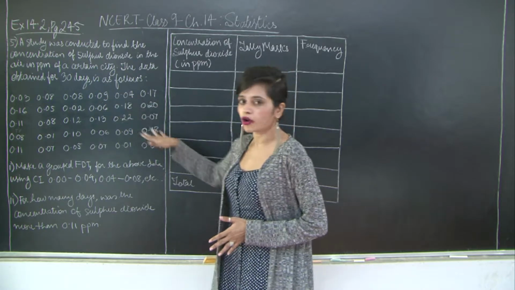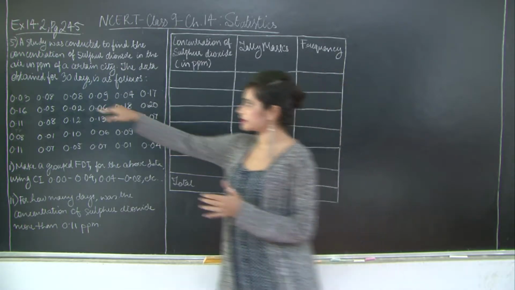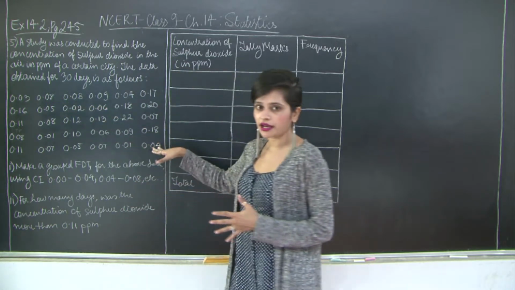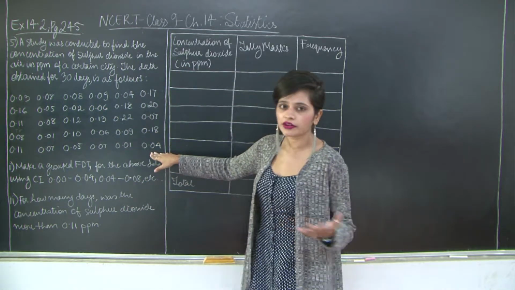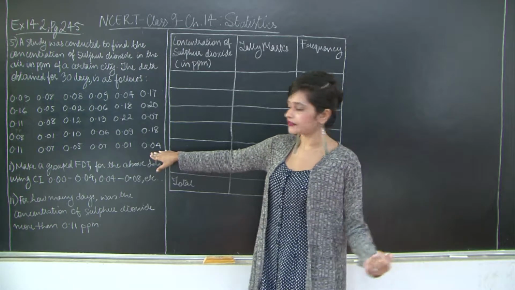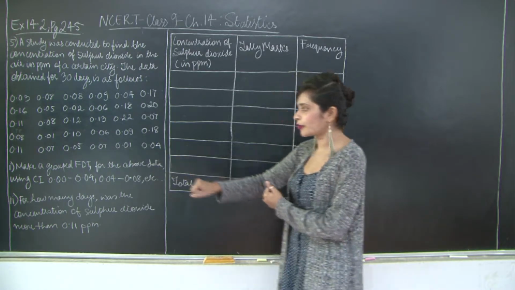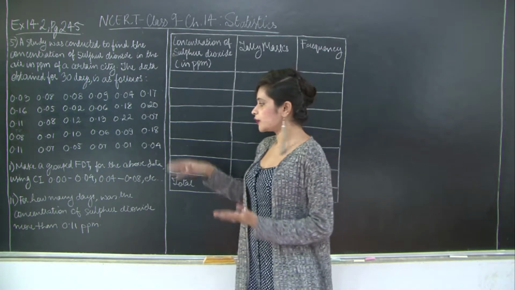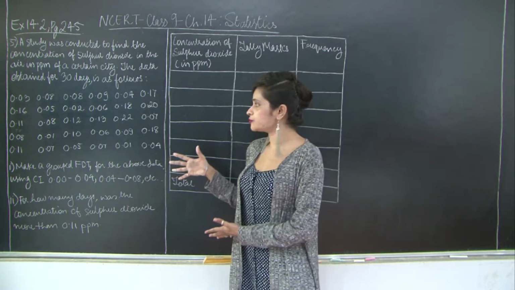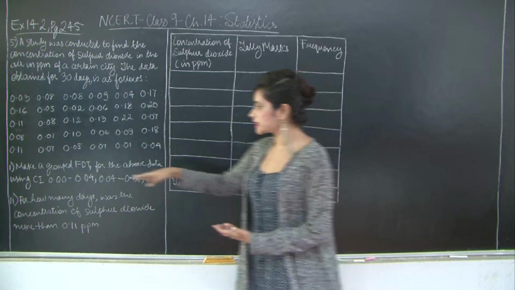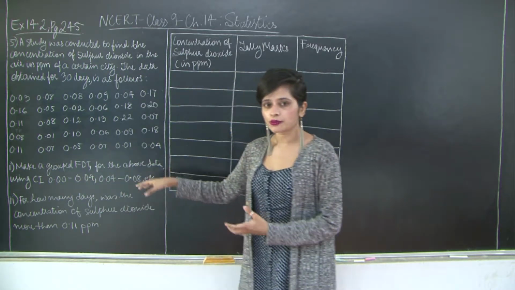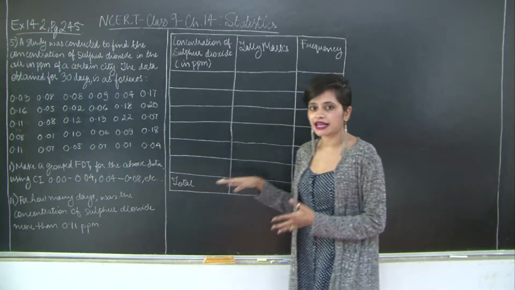So these are the observations for 30 days. That is, for the first day it was 0.03, the second day it was 0.08 and so on until the 30th day, wherein the observation in parts per million of sulfur dioxide concentration was 0.04. Like we did in the previous sums, we need to draw a group frequency distribution table for this data using the class intervals 0.00 to 0.04, 0.04 to 0.08 and so on.